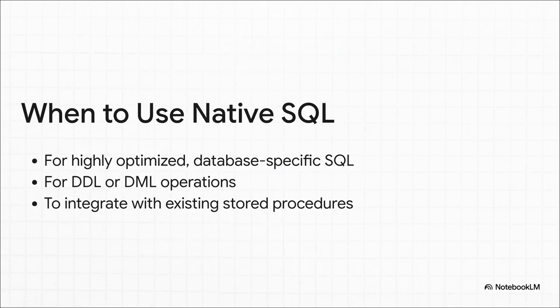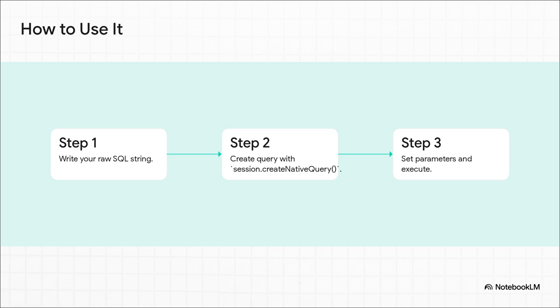Okay, so when would you actually use this thing? You reach for this power tool when you need to tap into some feature that's totally unique to your database, like a special function or some kind of hyper-optimized syntax. It's also your go-to for things like stored procedures or even data definition tasks like creating a temporary table on the fly. And using it is this really direct three-step dance. First, you write your SQL statement just as a regular string. Second, you pass that string to Hibernate's createNativeQuery method. And third, you set your parameters and run it.